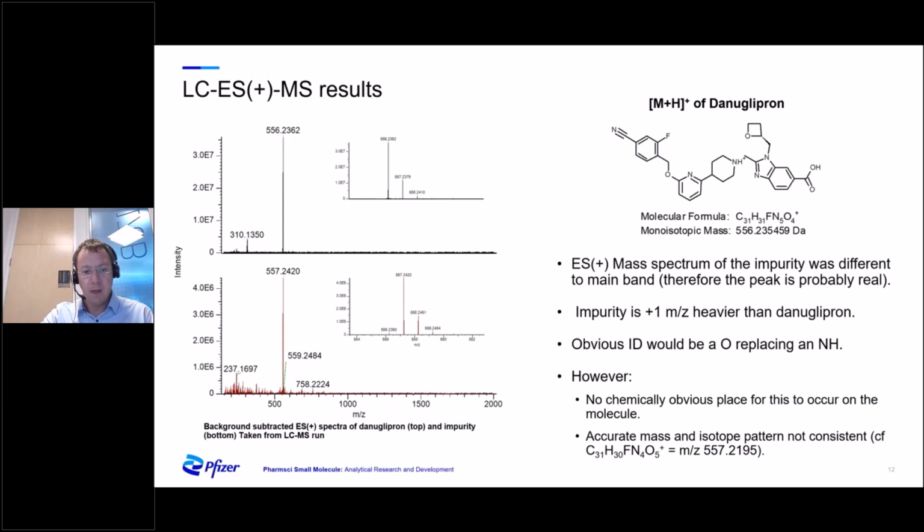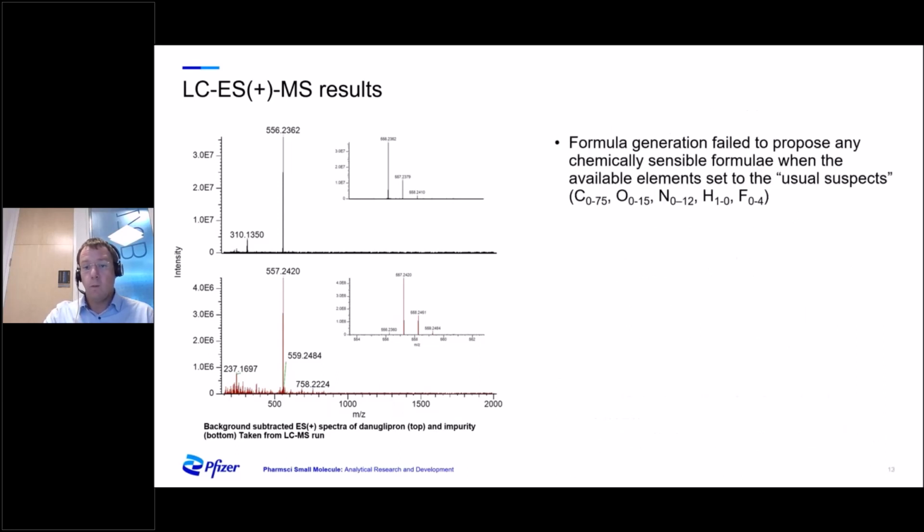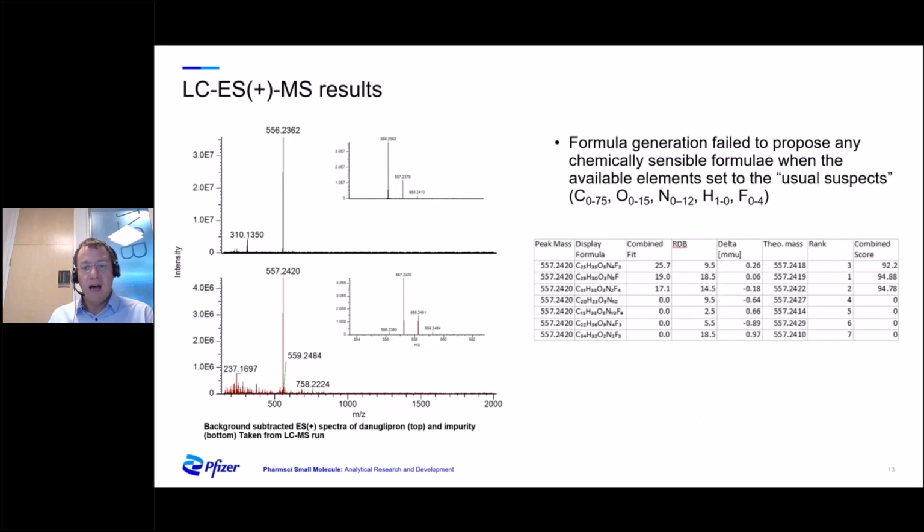And given that our Orbitrap is generally giving mass accuracy of better than a millidalton, it clearly cannot be this modification. So we used the formula generator tool to generate possible molecular formulae based on what we thought a sensible molecular elemental composition of an impurity in danuglipron might be. And that gave us this. And none of these formulae make any sense. None of them are the sort of things you would expect to see from chemical modification of danuglipron. So we moved on to the next stage in our workflow, which would be MS-MS.